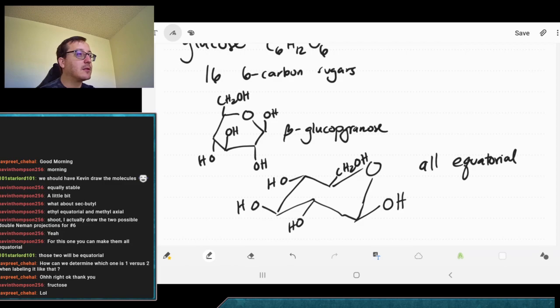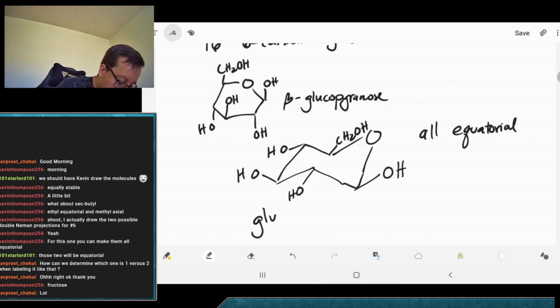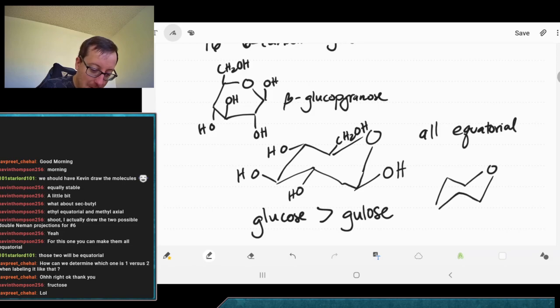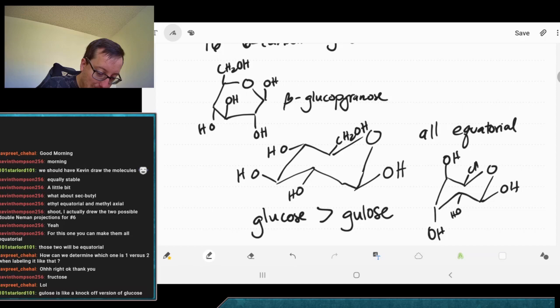And not glucose. So suffice it to say here, glucose is better than gulose. What a funny name. So cool. Gulose, I think, had those last two axially drawn. So gulose was this guy. I might be mistaken, but gulose had two axial ones.